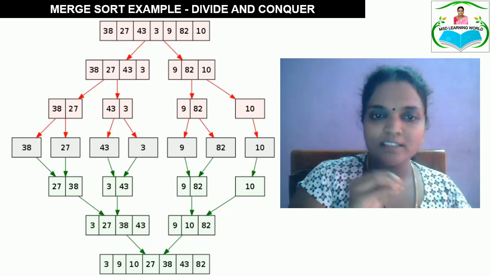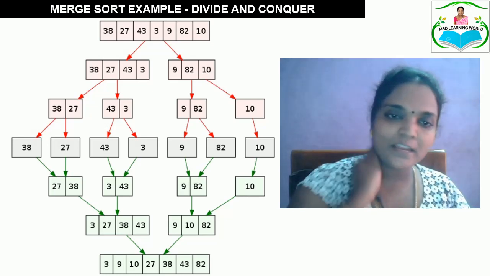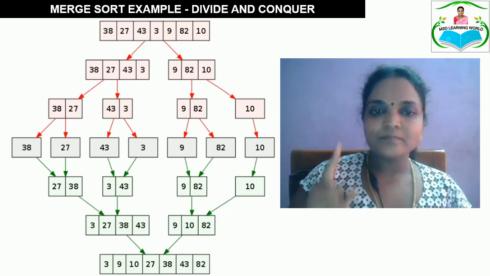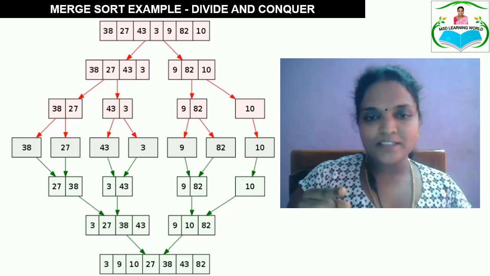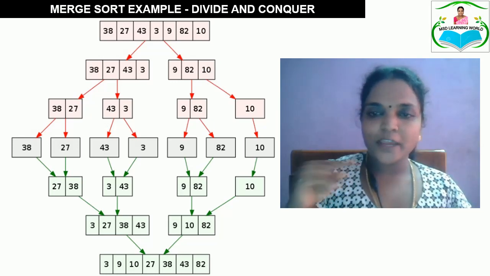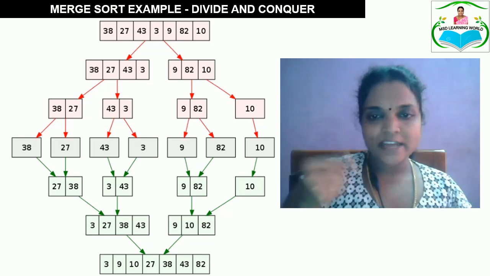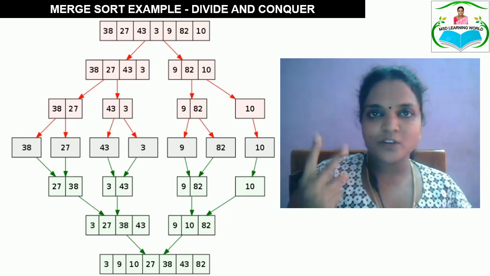So 38 and 27, in that 27 is the lesser element. So 27 is placed first and 38 is placed as the next element. Among 43 and 3, 3 is smaller and 43 is bigger. So 3 is placed first and 43 is placed next. Coming to 9 and 82, 9 is smaller and 82 is bigger. Similarly 10 is a single element, no element is there to compare, so 10 is directly brought to the next step. So now you have the subarrays which have the combination of two elements.